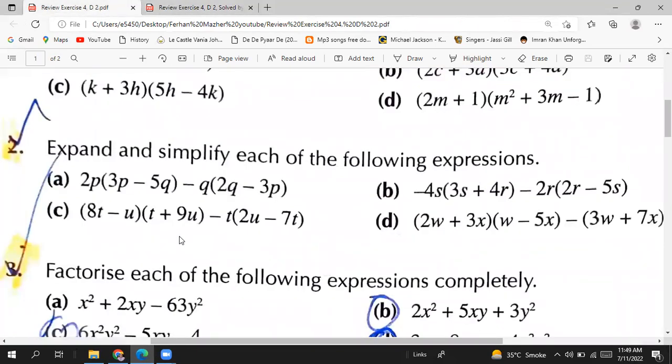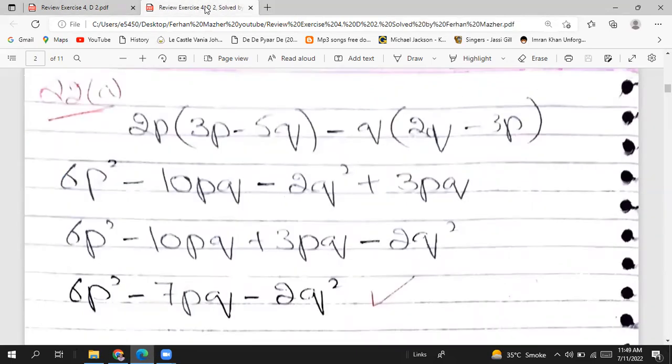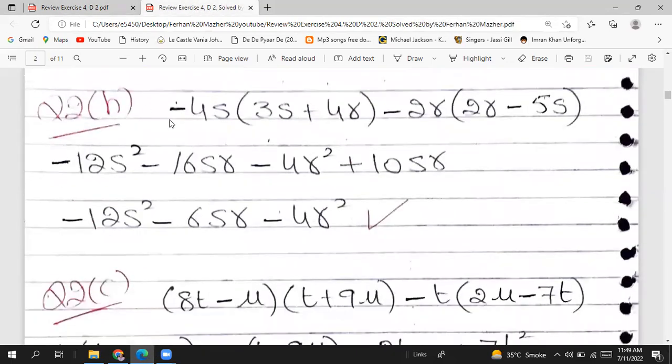Question number 2, it's B part. He says minus 4s bracket 3s plus 4r bracket close minus 2r bracket 2r minus 5s bracket close. Simple and straightforward question. Only there's a negative outside both the brackets. So when you open those brackets, their signs will change.